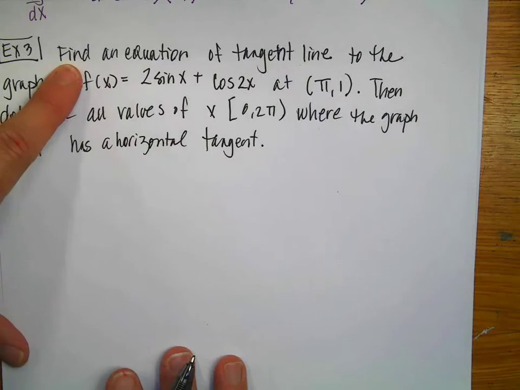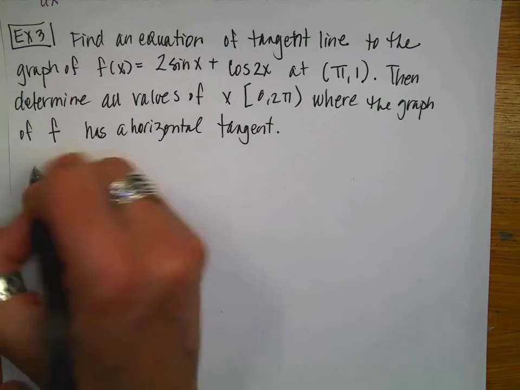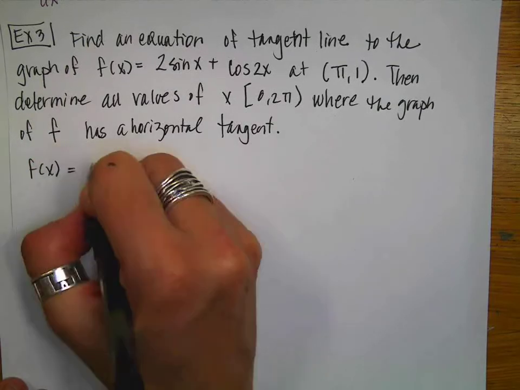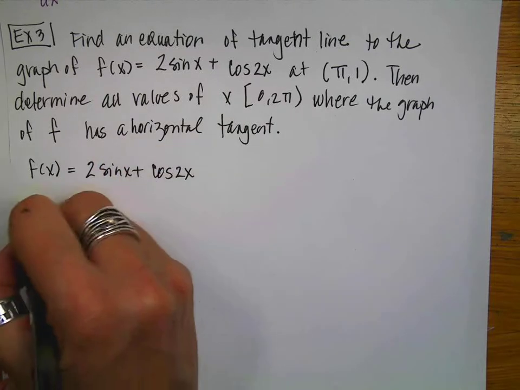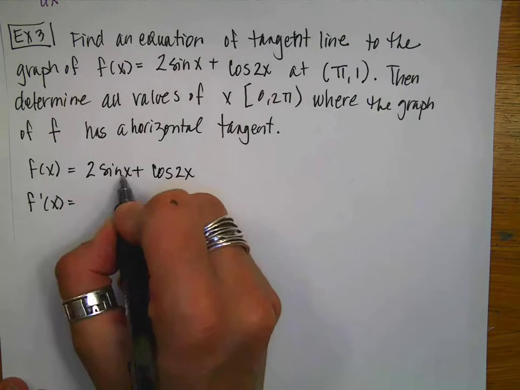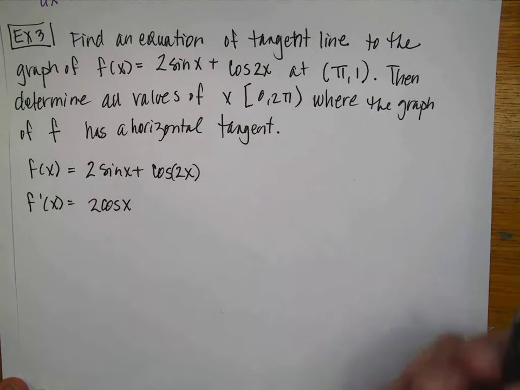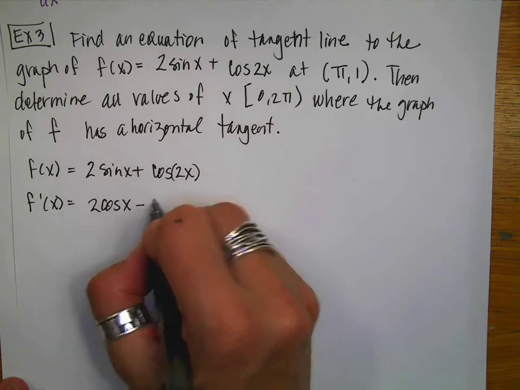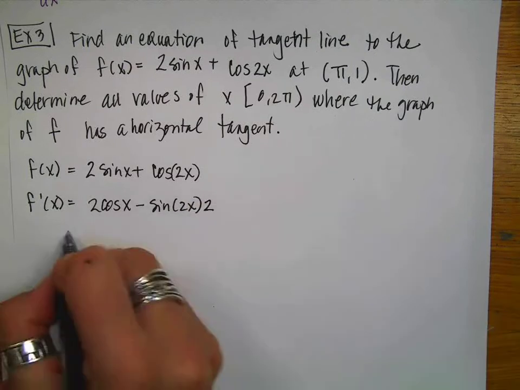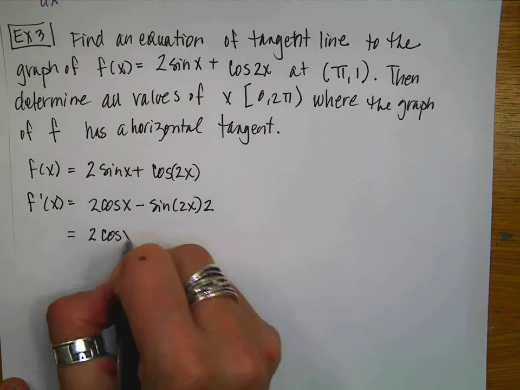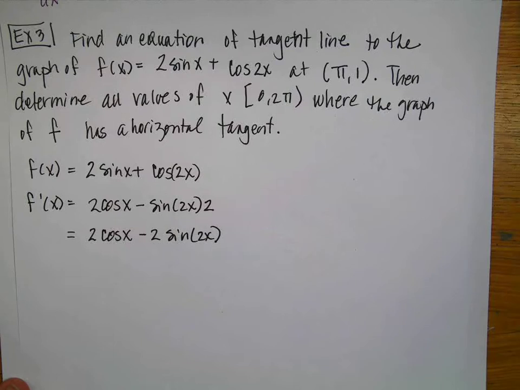All right, so anytime it says find an equation of the tangent line, that means you have to find the derivative, okay? So I'm just going to combine my information. This is 2 sine x plus the cosine of 2x. My derivative: the derivative of sine is cosine. And then this is the chain rule because that's technically inside. The derivative of cosine is a negative sine of 2x times the derivative of the inside, 2. And I'm going to clean this up to be 2 cosine x minus 2 sine of 2x.